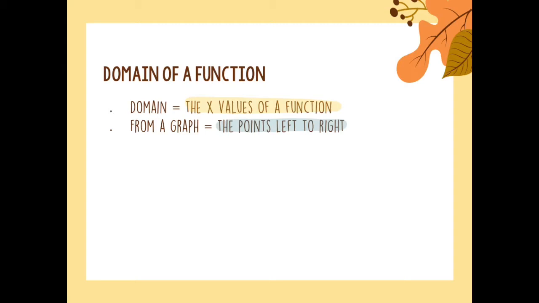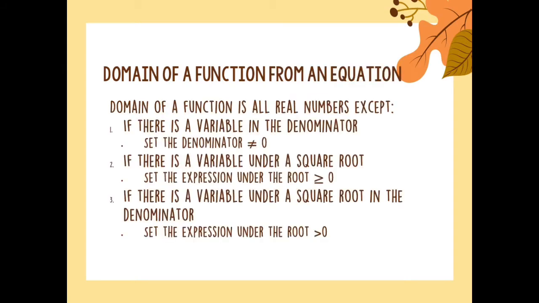So in a moment, you'll see you could be given coordinate points, and if I want to find the domain, I just grab all the x values. If I was looking at a graph, I'd go from left to right, which we'll do in the next section. And then there's rules for domain in equations that we're going to talk about next. And those are these. So the domain of a function from an equation. Now the default or original is all real numbers.